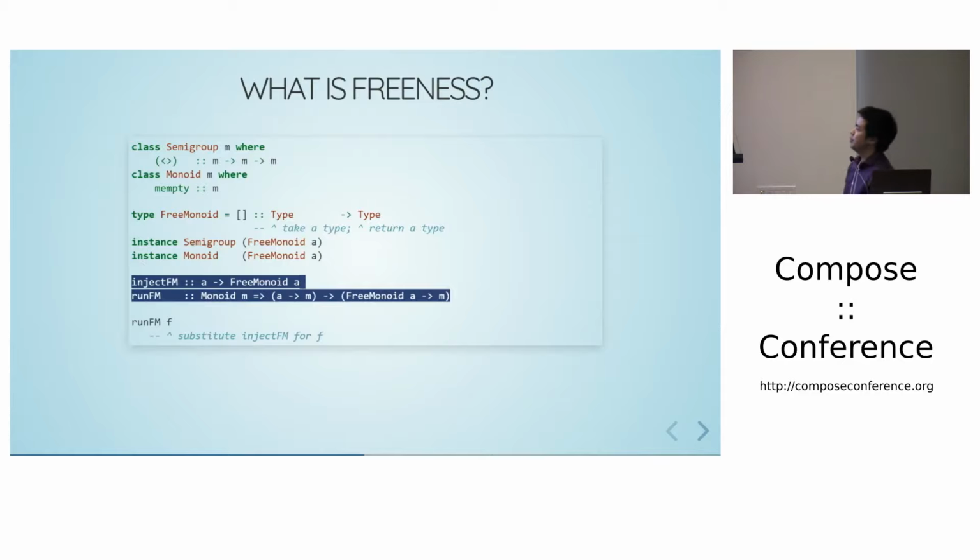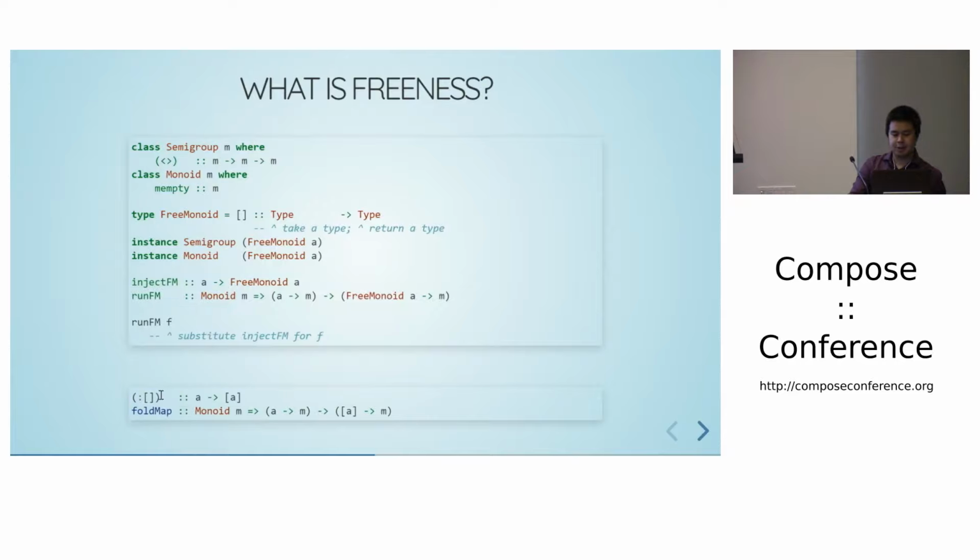We can always put any type into our free monoid type, and we can run it into some target monoid that accumulates for us. So doing run fm on f would substitute every inject fm for f. It's a little abstract, so let's look at an actual example. Anyone guess what these are for list types? Inject fm is the robot monkey operator, and run fm is foldMap.